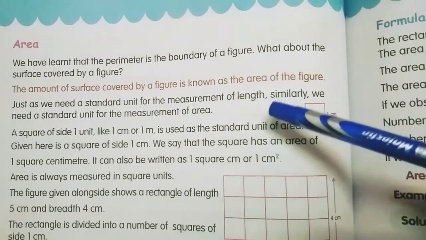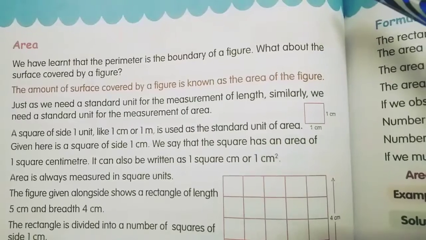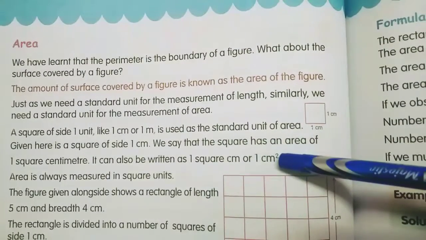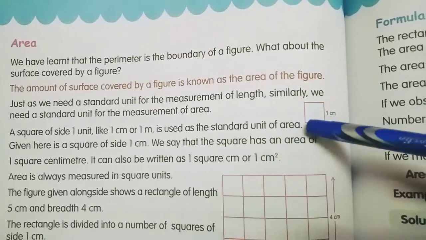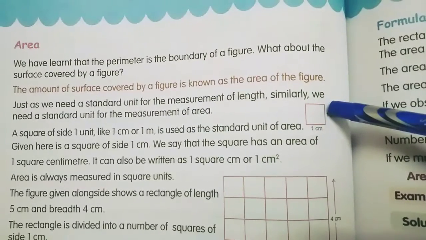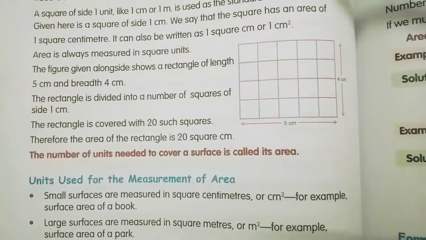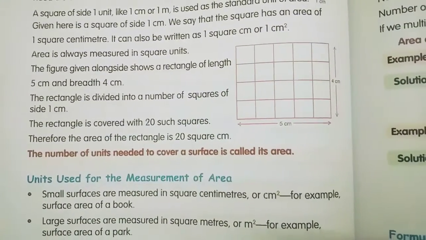Understood? But perimeter was not like that. Perimeter was simply centimeter, meter, kilometer, like this. Why are we saying square here? Because two quantities are multiplying here, length and breadth, like this. So we'll see one by one the measurement of area of rectangle and square.